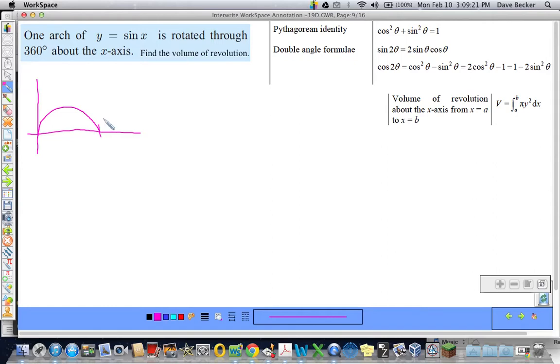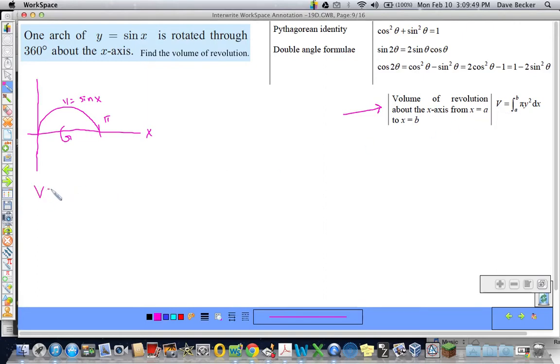Just for kicks, you better know that's pi. And we are going to rotate that about the x-axis. I can't even begin to draw what that rotation would look like. I'll show you in a second. Okay, and so this is y equals sine x. If we rotate that, we're going to get a football-looking thing. So what's the volume of that? Well, here we go. We're going to use my formula.